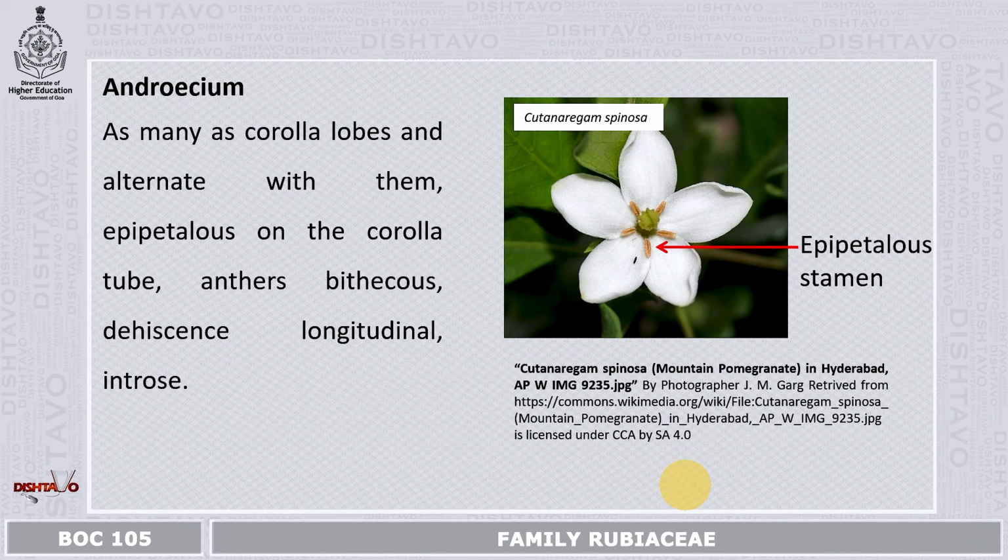Coming to androecium characters, the stamens are as many as corolla lobes and alternate with them. Epipetalous on the corolla tube, anthers bithecous, dehiscence longitudinal, introrse. On this slide, in this image, the flower of Catunaregam shows stamens which are alternating with the corolla lobes, and you can see that the stamens are epipetalous, which means they are attached to the petals.